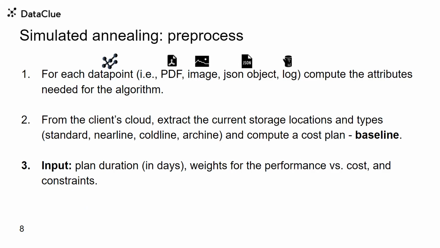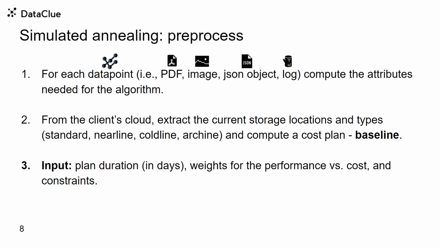For the simulated annealing optimization process to happen, we will need to treat each data point, which is, for example, a PDF file, image file, JSON object, log file, anything like that. We want to compute the attributes needed for the algorithm. Therefore, it will be described in much more than that. This is the first thing we need to do, just to prepare the data for the algorithm.